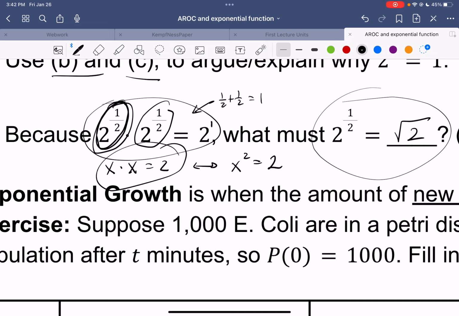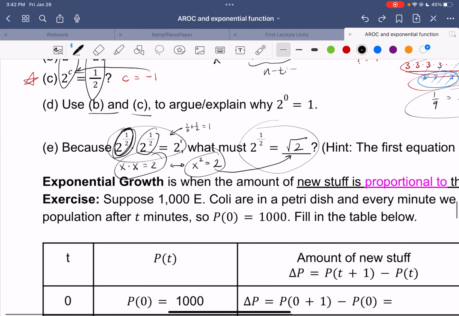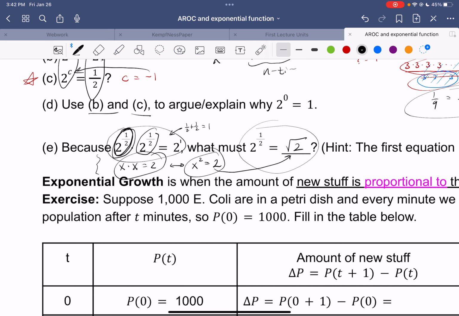And now if I ask you, can you solve x squared equals 2? Now you're probably starting to think square root of 2, right? And now you just have to start to reason, well, why should this be positive square root of 2 and not negative square root of 2? And I don't want to get lost in the weeds on this, so I'm going to stop there.